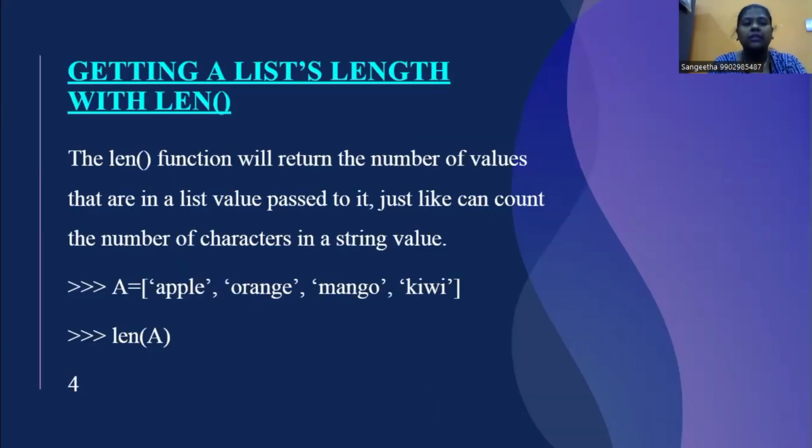Getting a list length with the len function. The len function will return the number of values that are in the list value passed to it, just like you can count the number of characters in a string value. If we give a list named A which contains the elements apple, orange, mango, kiwi, and we need to return the length of that list, len(A) returns 4, because there are 4 items present inside the list named A. So the len function gives how many items are present inside the list.